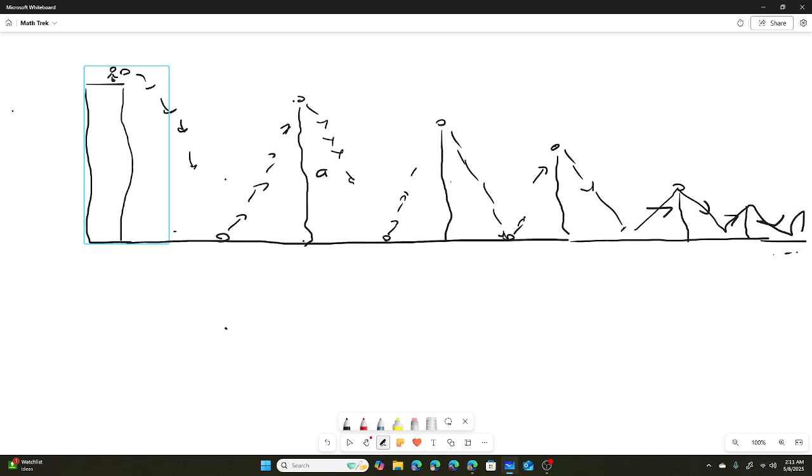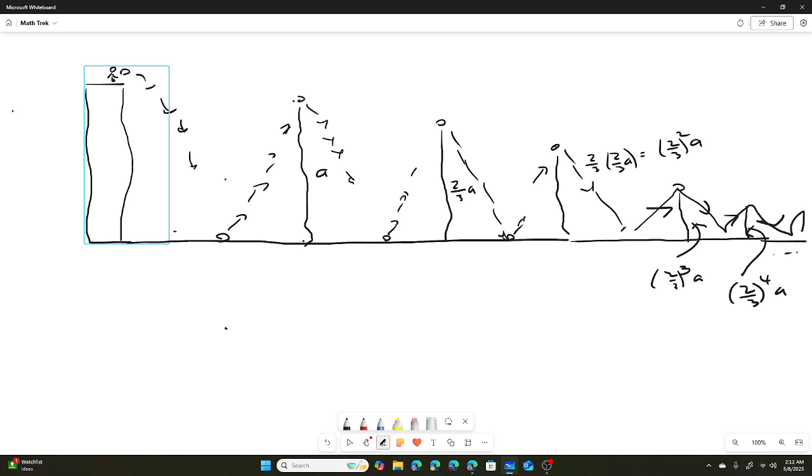So if the distance from the ground to the top is a, then here it is going to be 2/3 a. From here it's going to be 2/3 of that, so this is equivalent to (2/3)^2 a. What's the distance from here? It's going to be (2/3)^3 a. What about this one? It's going to be (2/3)^4 a.